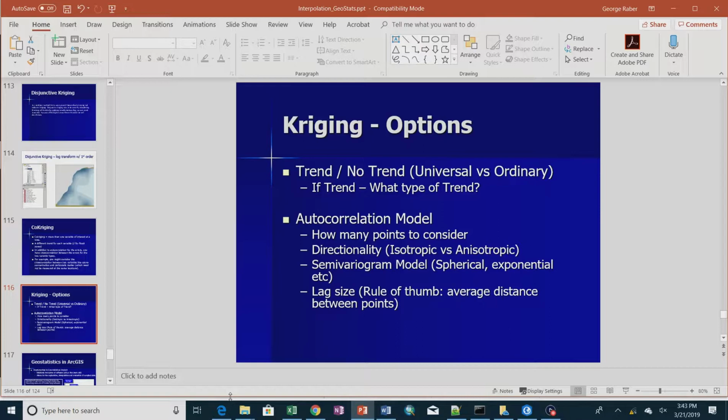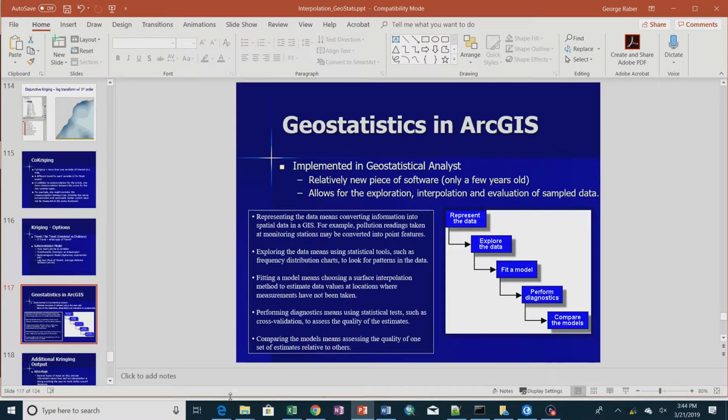I always forget isotropic versus anisotropic, but you're specifying whether or not you're going to use points in every direction, and how many points to consider, and it will predict this for you if you want. And then lag size, that is the average distance between points, and it'll also predict this for you if you want. But you can adjust that.